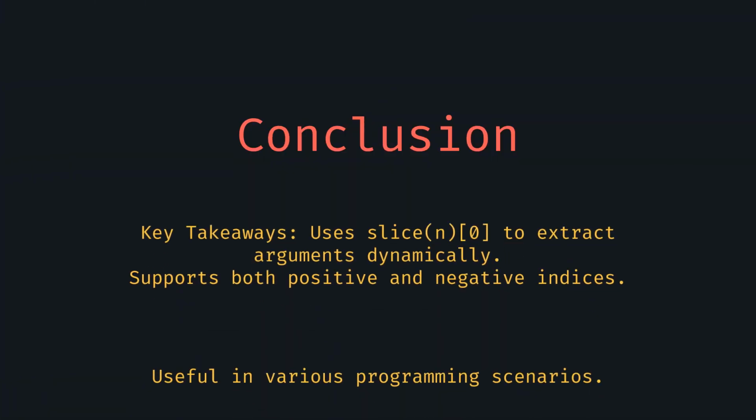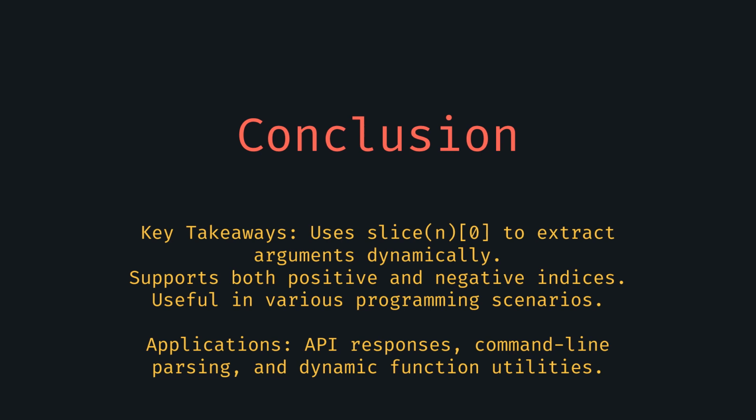In summary, the nth arg function simplifies retrieving some specific arguments dynamically. Its support for negative indices makes it even more flexible.